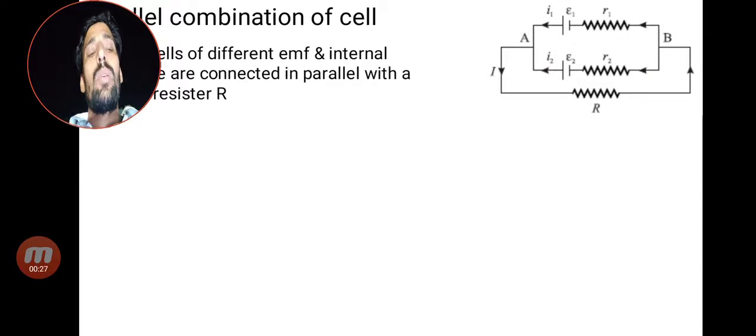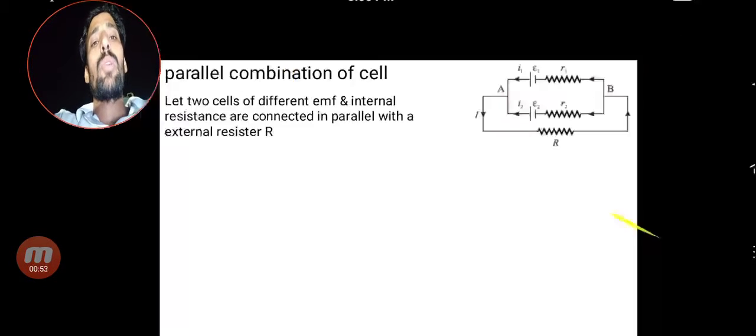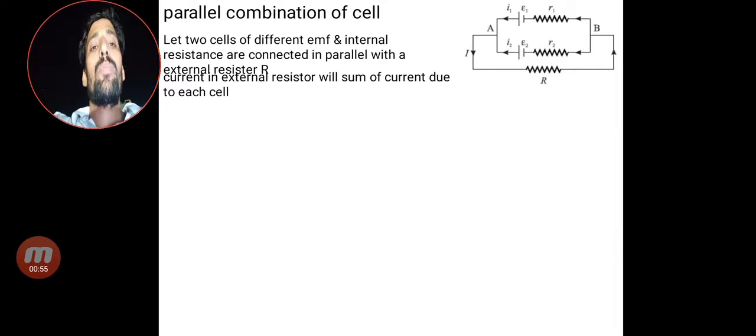Now the current due to the first cell is I1, and the current due to the second cell is I2. The current in the external resistor is capital I. The current in the external resistor capital I will be the sum of the currents due to each cell. So I equals I1 plus I2.